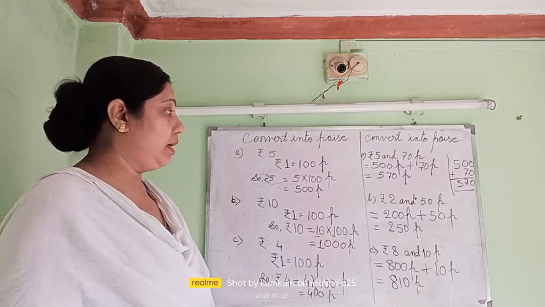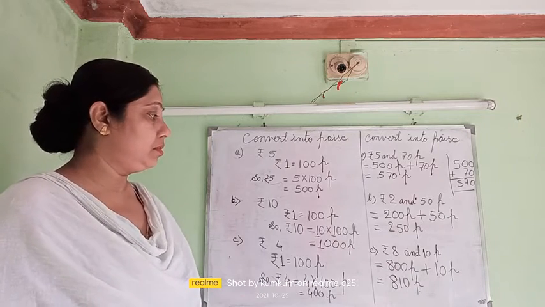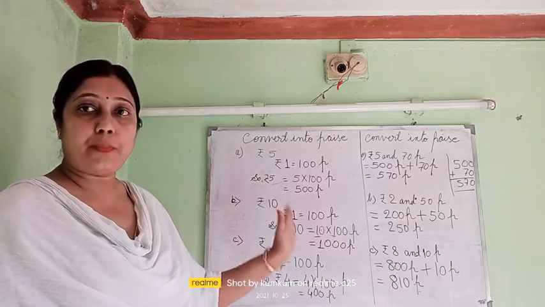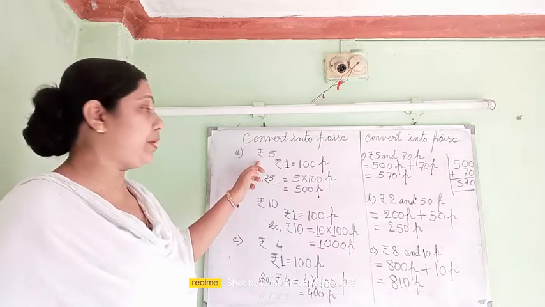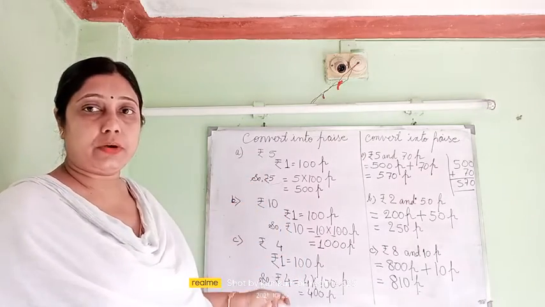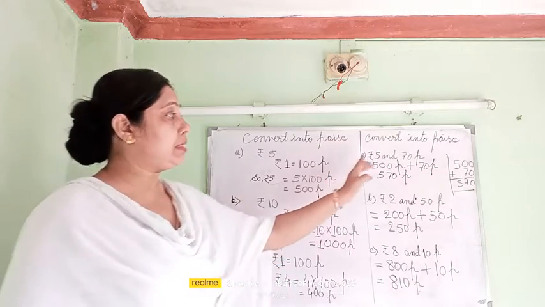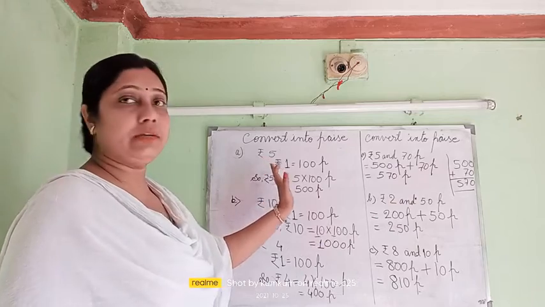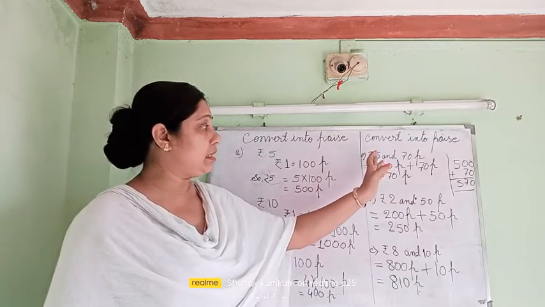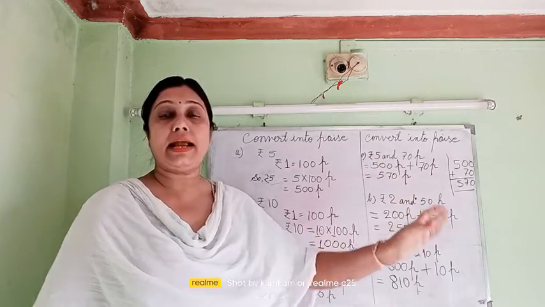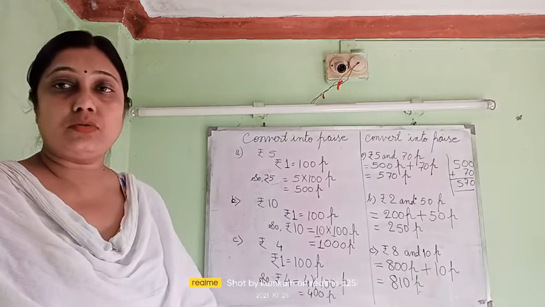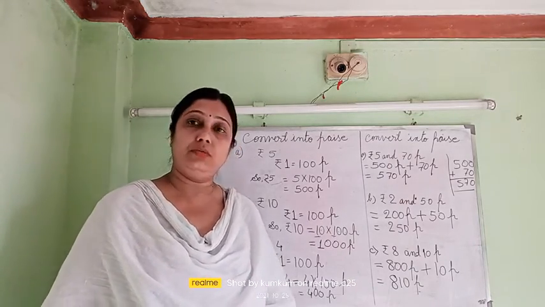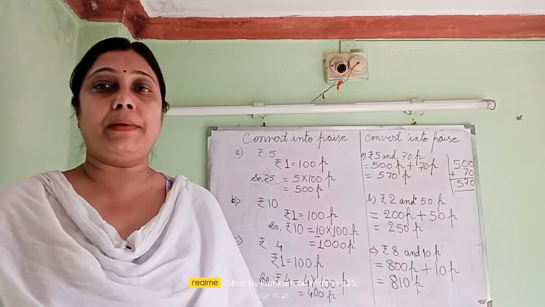So I hope you have understood. These are conversions of rupees into paise. If only rupees is given directly, you have to show the process. And when rupees and paise are given together, you have already learned to convert rupees into paise. So you write down the value and then you add the paise to it. So you will get the answer. And if you cannot do the addition, you can do the rough work. No problem. Okay.